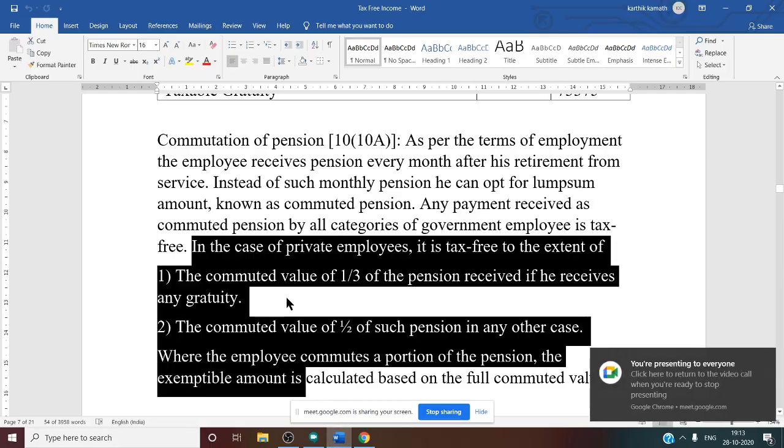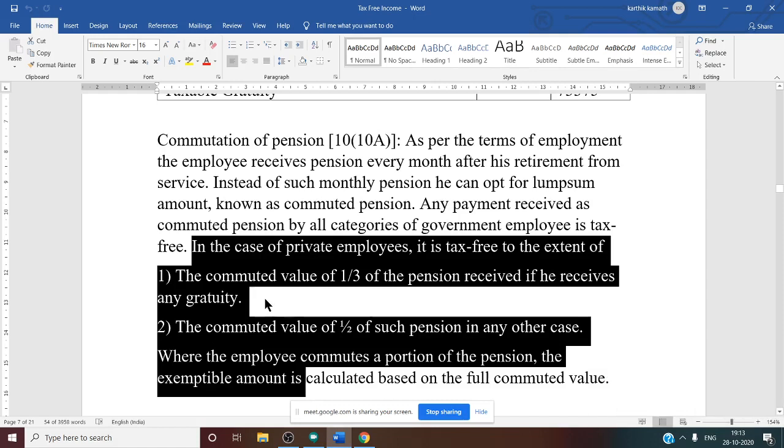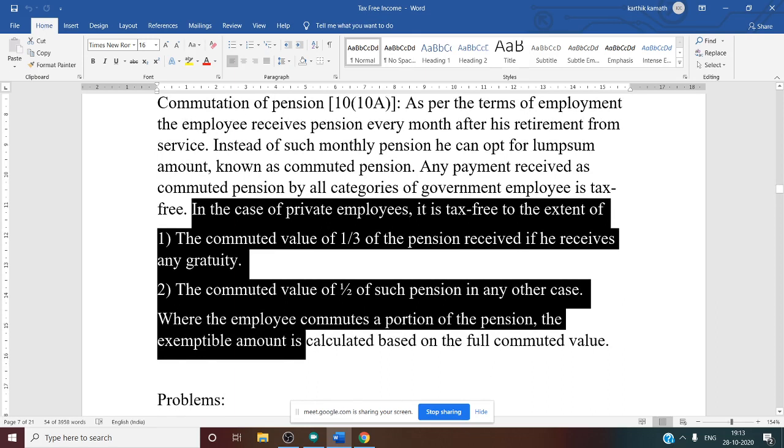First, let us discuss this condition. It is the commuted value of 1/3 of the pension received, if he receives any gratuity. Suppose he receives gratuity of 3 lakh. In that case, you should take 1/3 of the pension received, and commuted value means you should take the full value. Now, when gratuity is not received by an employee, the commuted value of half of the pension should be taken in the other case.